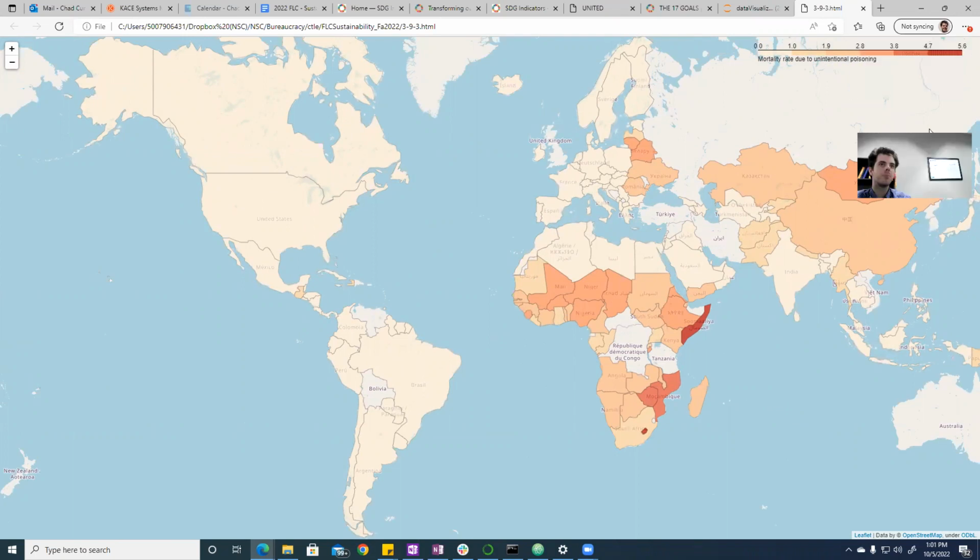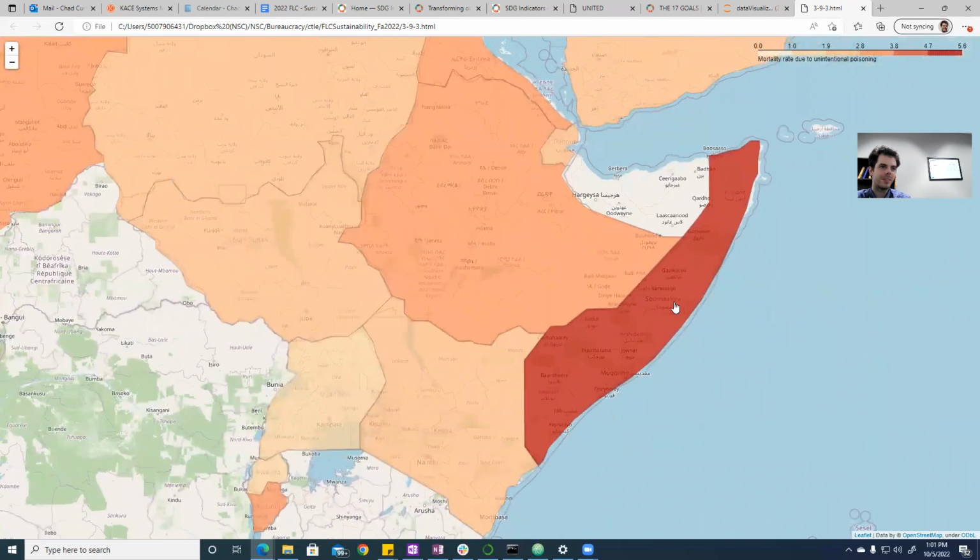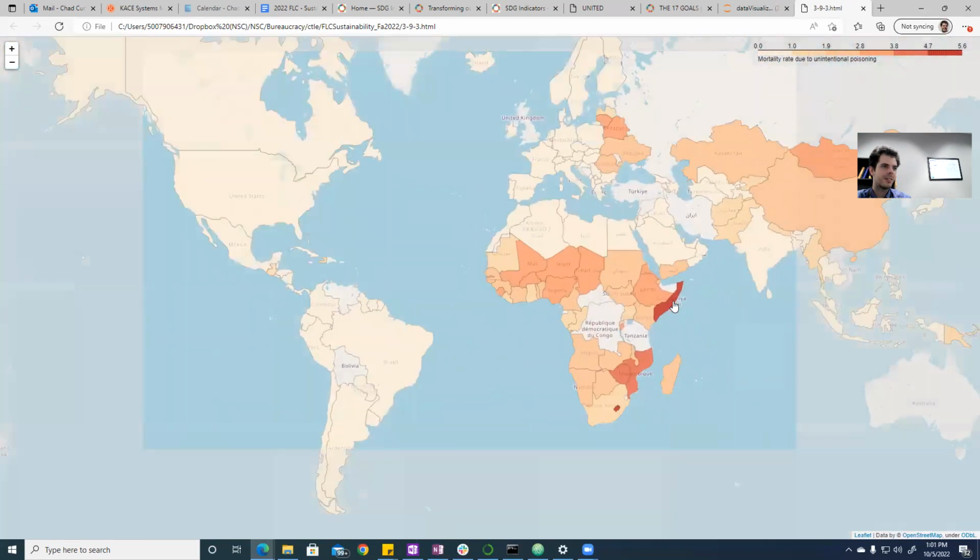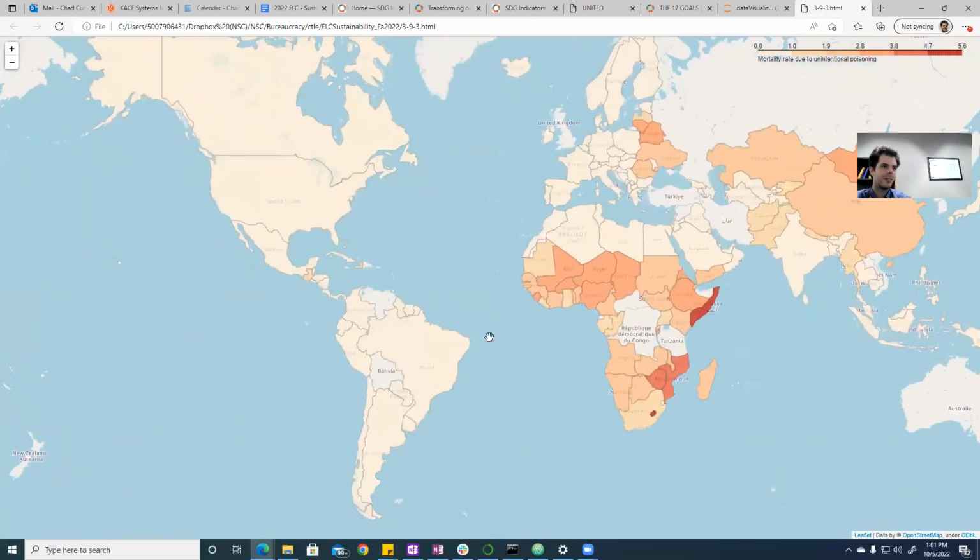This is the mortality rate due to unintentional poisoning. We have high values of 5.6 per 100,000, I think, and 0 per 100,000. So you can see the country that has the highest rate of unintentional poisoning is, I think, Somalia. And the lowest here, with almost 0, is almost all of North America and South America and most of Western Europe, but perhaps not Eastern Europe. Okay. So you can look for trends like this. You'll notice a lot of trends do tend to stick out, right?